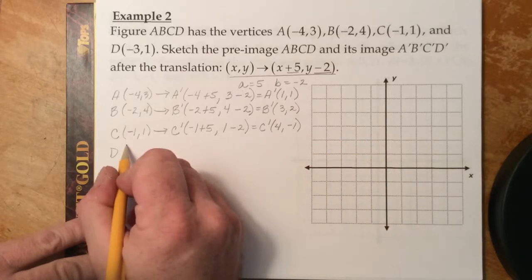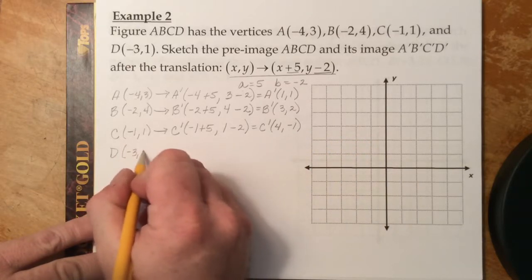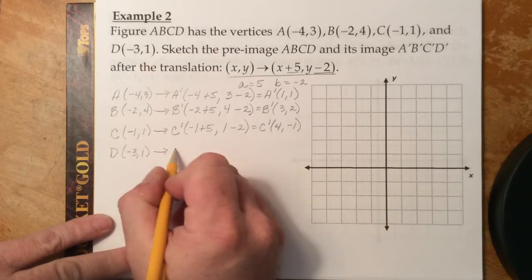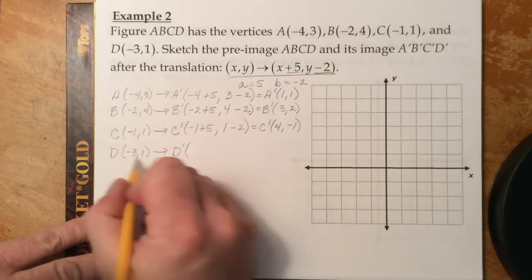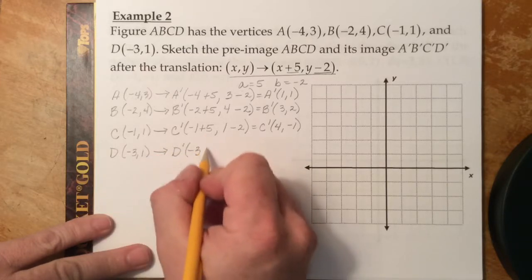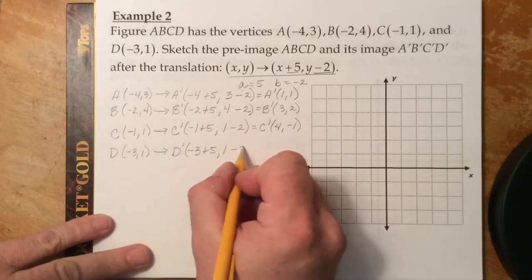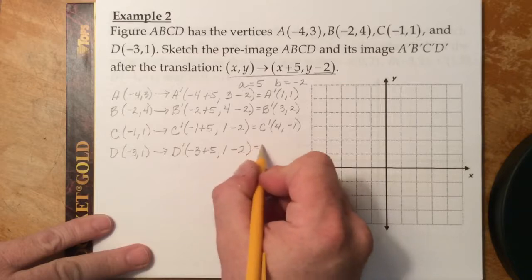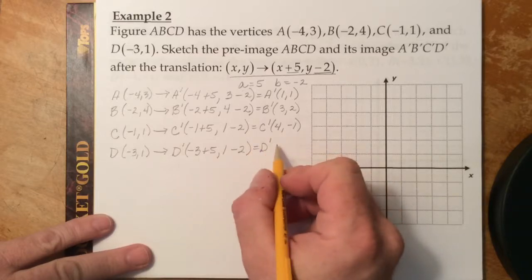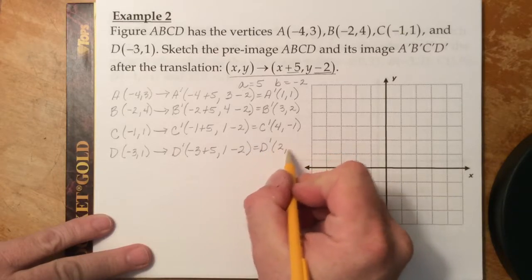And finally, D, originally located at (-3, 1), translates to D prime, taking the x coordinate -3, adding 5 to it, and the y coordinate 1, and subtracting 2 from it. This gives us the new location D prime at (2, -1).